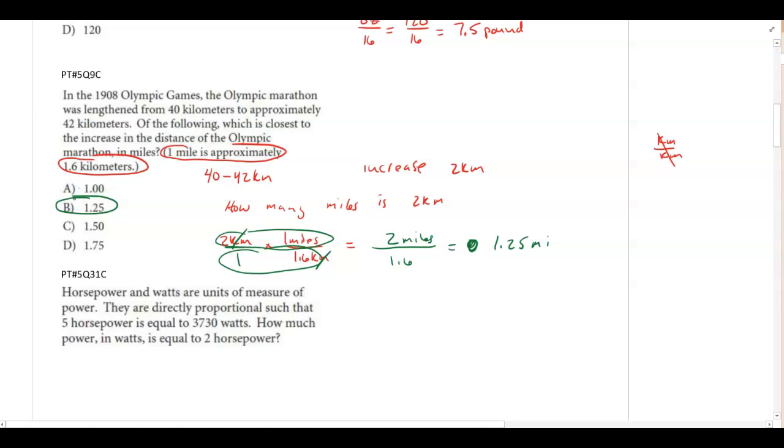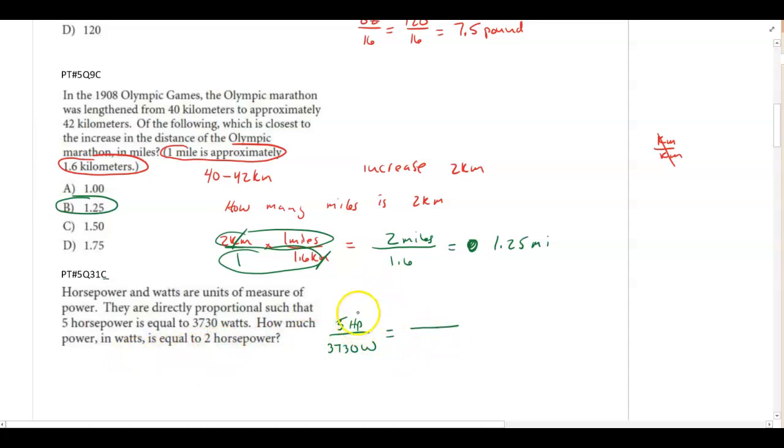Okay, now the next one. This is a calculator problem and grid response. Horsepower and watts are units of measure of power. They are directly proportional such that 5 horsepower is equal to 3,730 watts. How much power in watts is equal to 2 horsepower?